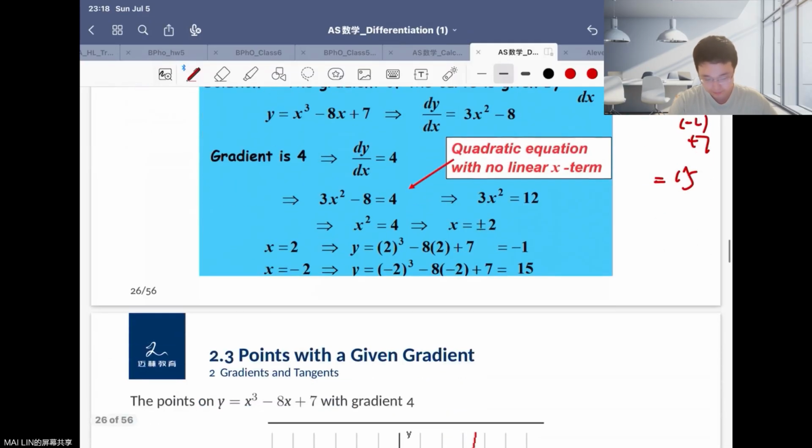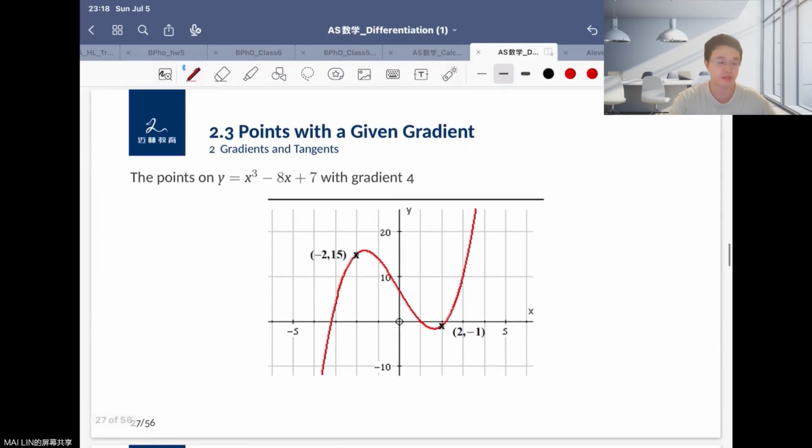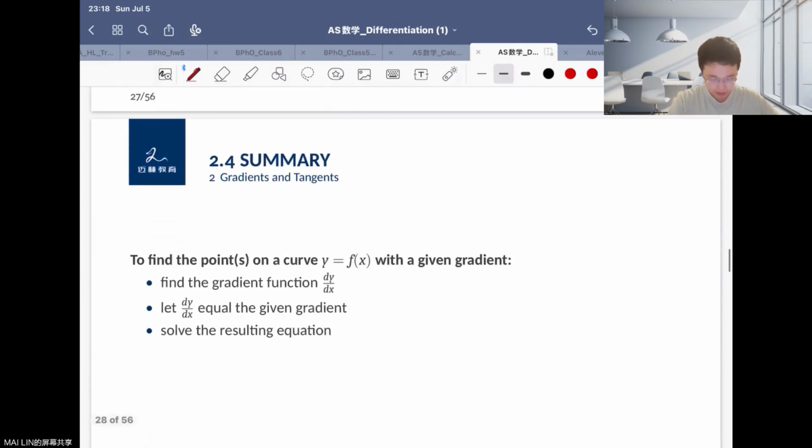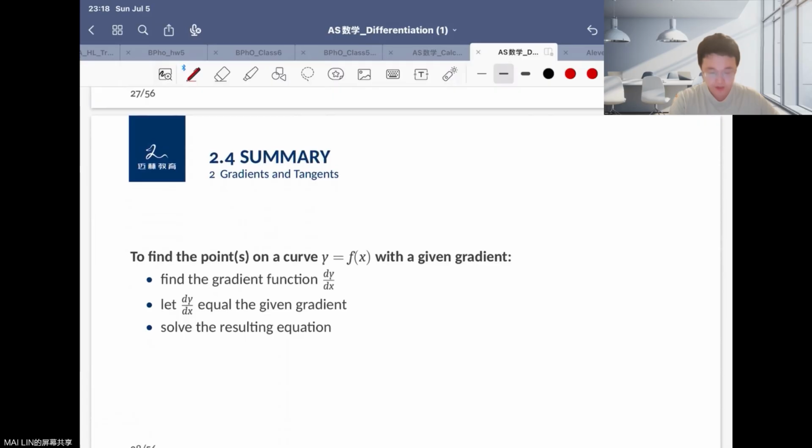So here you can find a graph for this, and here are (negative 2, 15) and (2, negative 1), okay? And so we have said, if we have a point with a given gradient, first we have to find the differentiation, which is dy over dx. Then set it equal to the constant value for the gradient, and then find what exactly the x value is, okay?